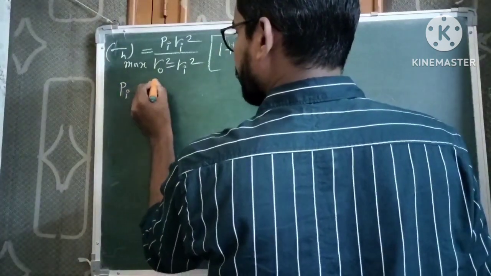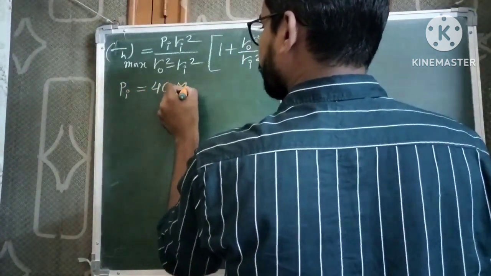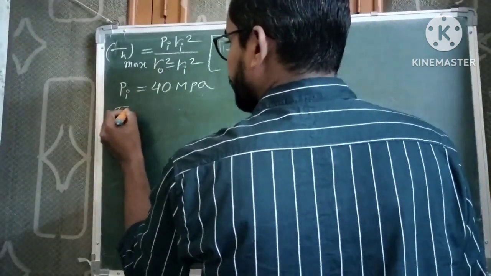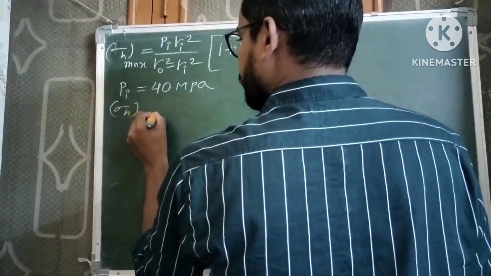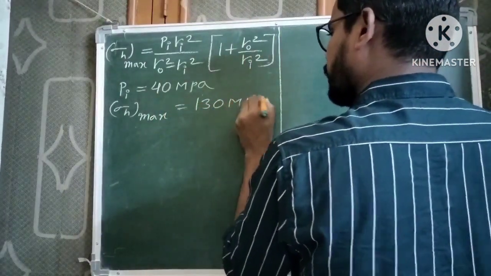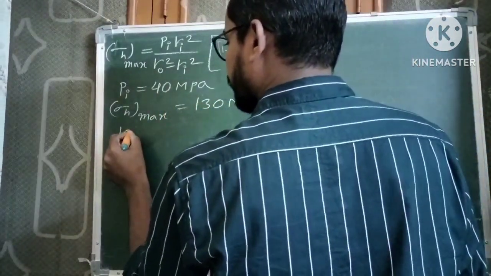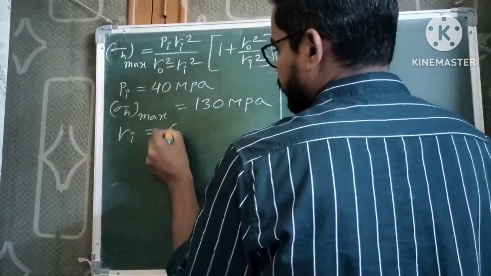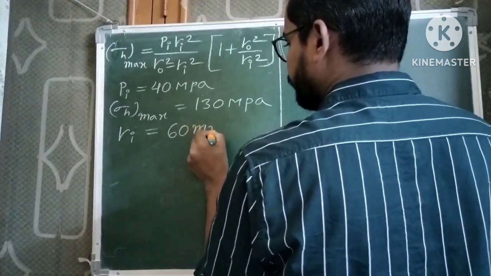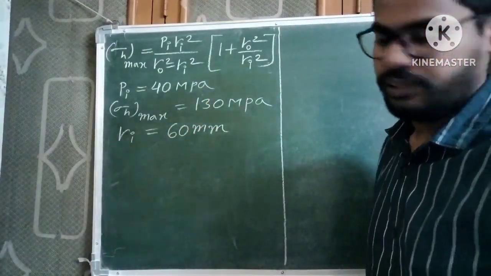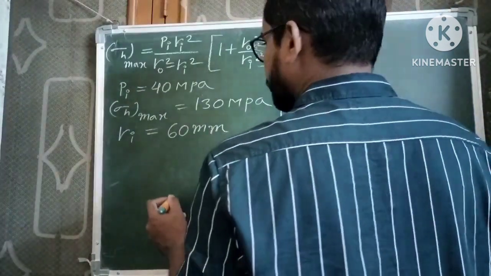Here pi is the internal pressure, given as 40 MPa, and the maximum hoop stress is also given. How much is given? 130 MPa. The inner radius is also given. I think it is 60 mm. Yes, 120 mm diameter means radius 60 mm.